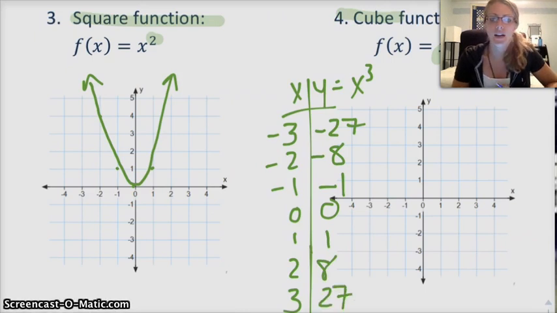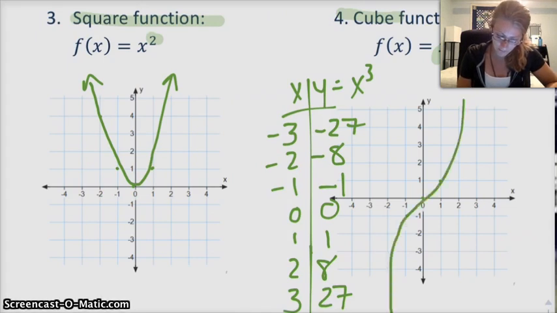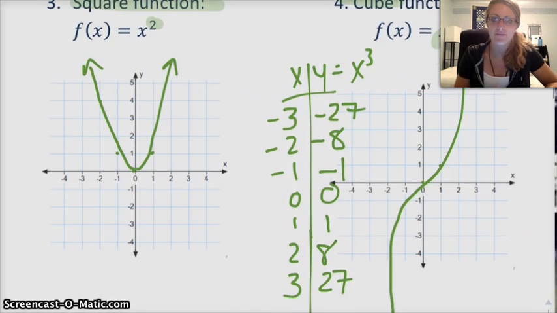Okay, so then we can plot those. 0, 0, -1, -1, -2, -8, that's like way far down there. 1, 1, 2, 8, which is way far up there. 27 isn't even close to being on our graph, so there. That is approximately what the cube function looks like. Okay?